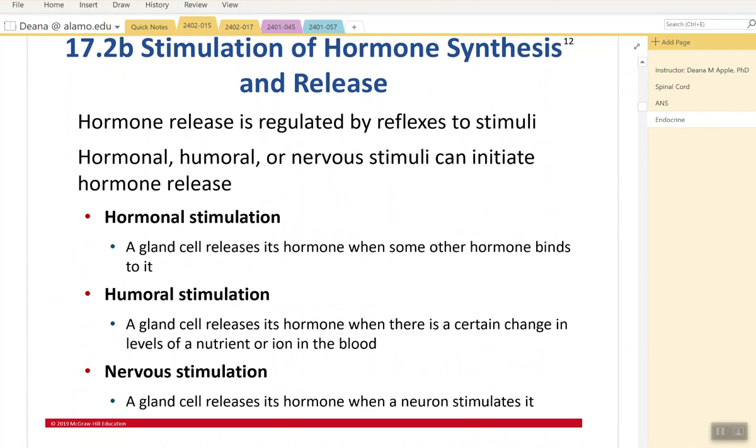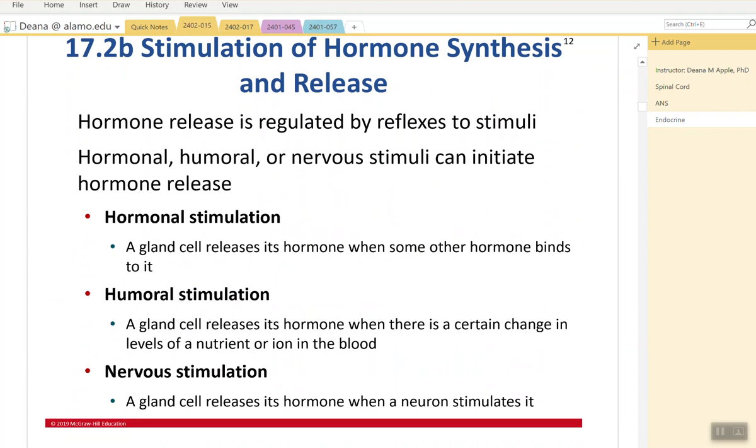So hormonal release is in response to a stimulus. Typically, it's a reflexive stimulus. You can have release through 3 different mechanisms. You can have hormonal release in response to a hormone. So a hormone binds its receptor and causes another hormone to be released. That's hormonal stimulation.